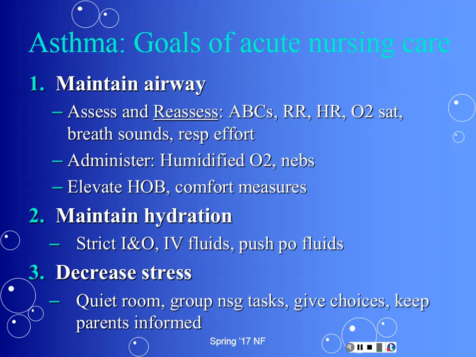So the biggest goal with acute nursing care with asthma management is to maintain the airway. We're going to assess and reassess. So every time we intervene, we need to reassess and see what's going on. Humidified oxygen and nebs. We talked about elevating the head of the bed and comfort measures. We need to maintain strict I&O on these kids because we want to know if they're staying hydrated, and push oral fluids.